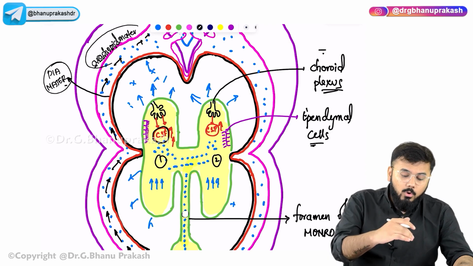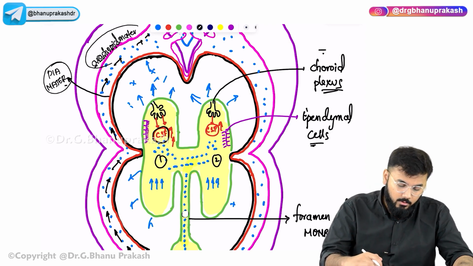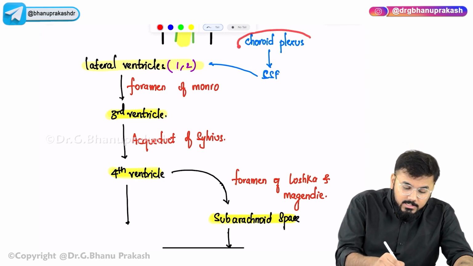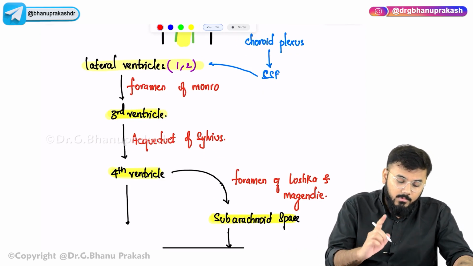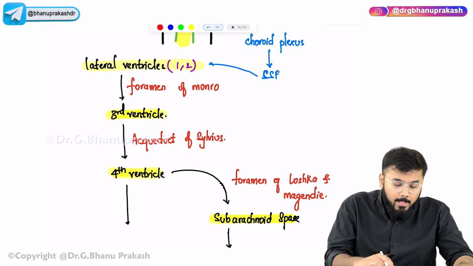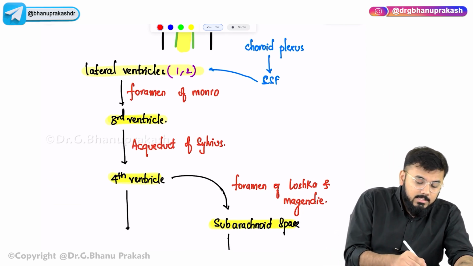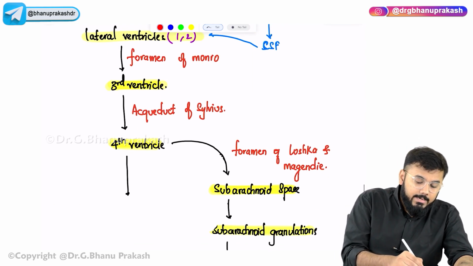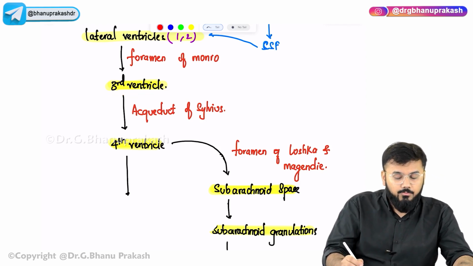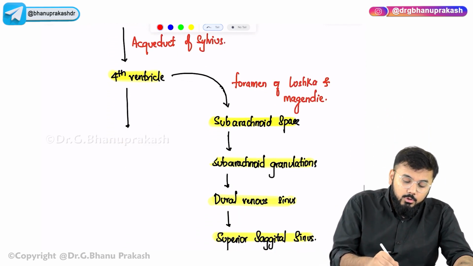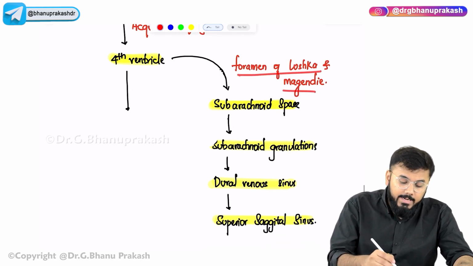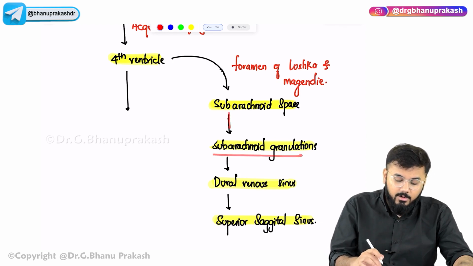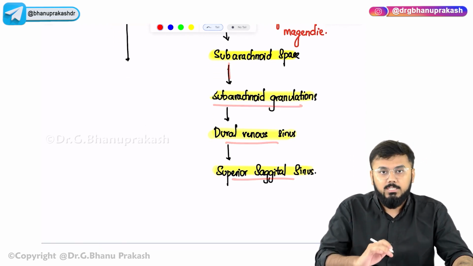So, how does the CSF flow? We shall discuss now. The first important thing is that CSF is initiated from the choroid plexus. Once the CSF is released, it goes directly into your two lateral ventricles. From the lateral ventricles, it enters the third ventricle. From the third, it enters the fourth ventricle. From there, through the foramen of Luschka and Magendie, it enters the subarachnoid space. From the subarachnoid space, through subarachnoid granulations, it reaches the dural venous sinus and superior sagittal sinus.